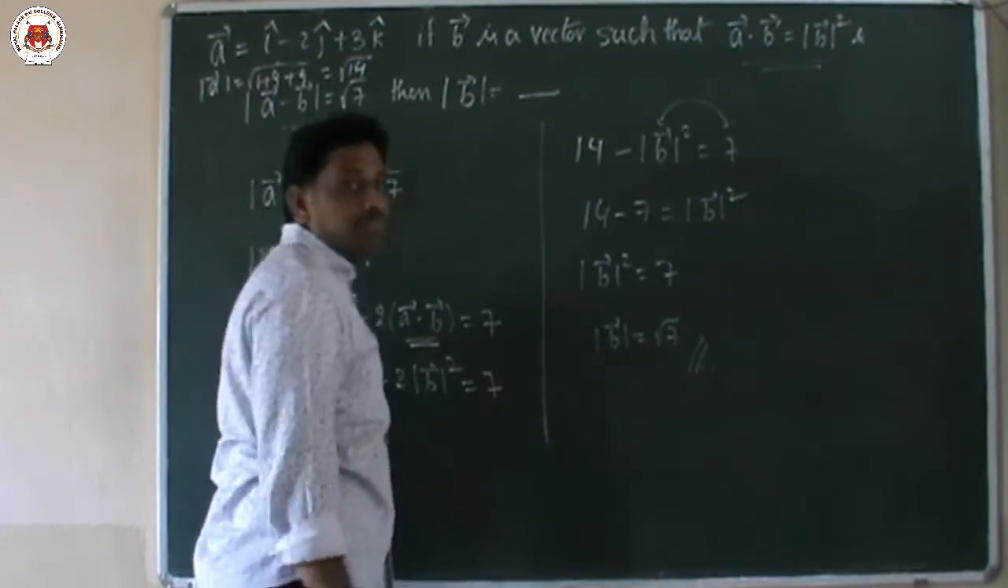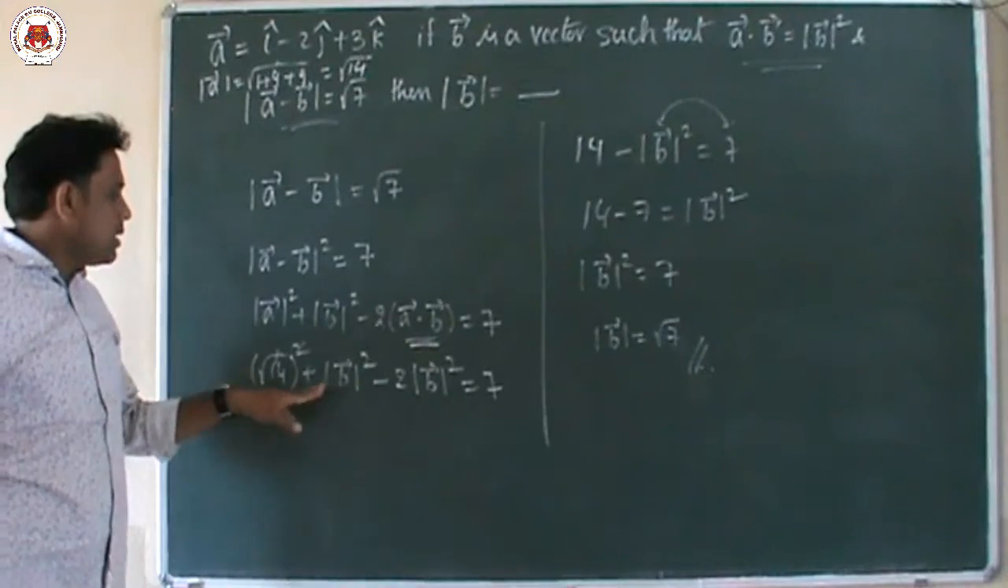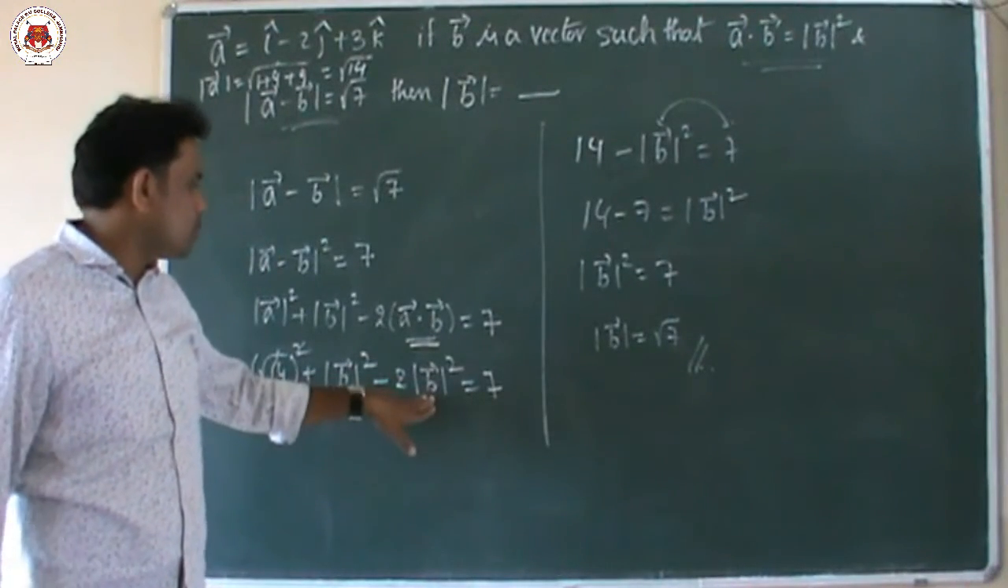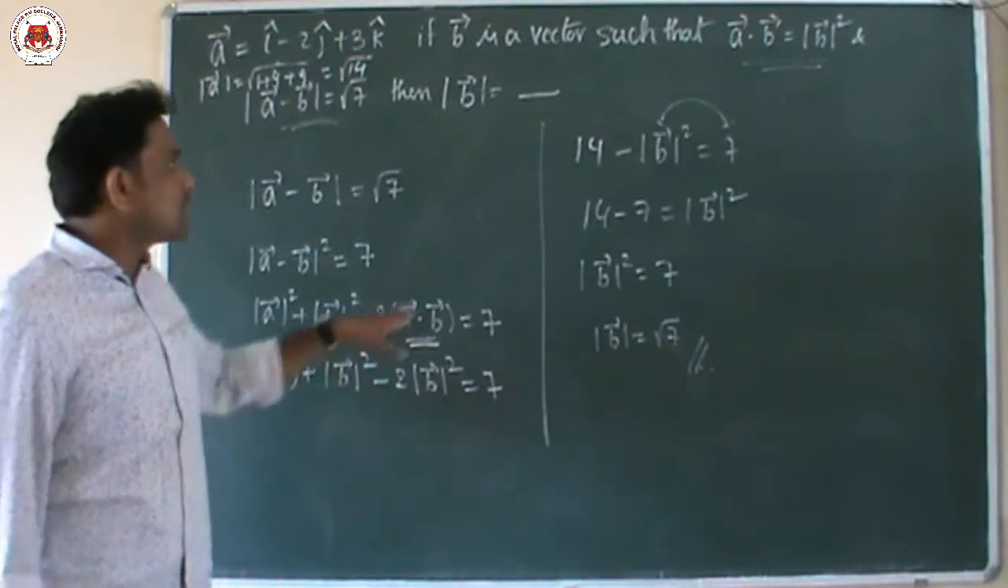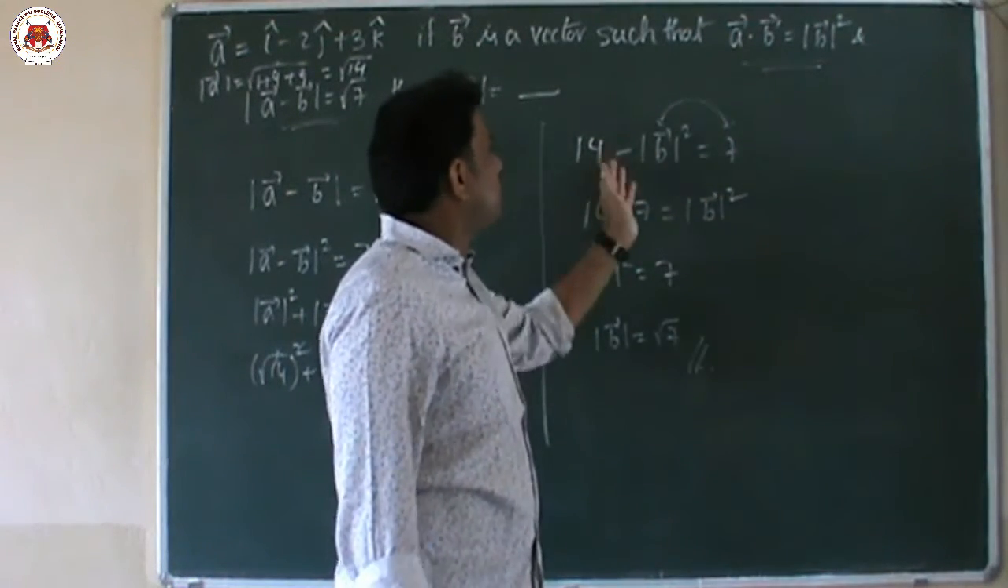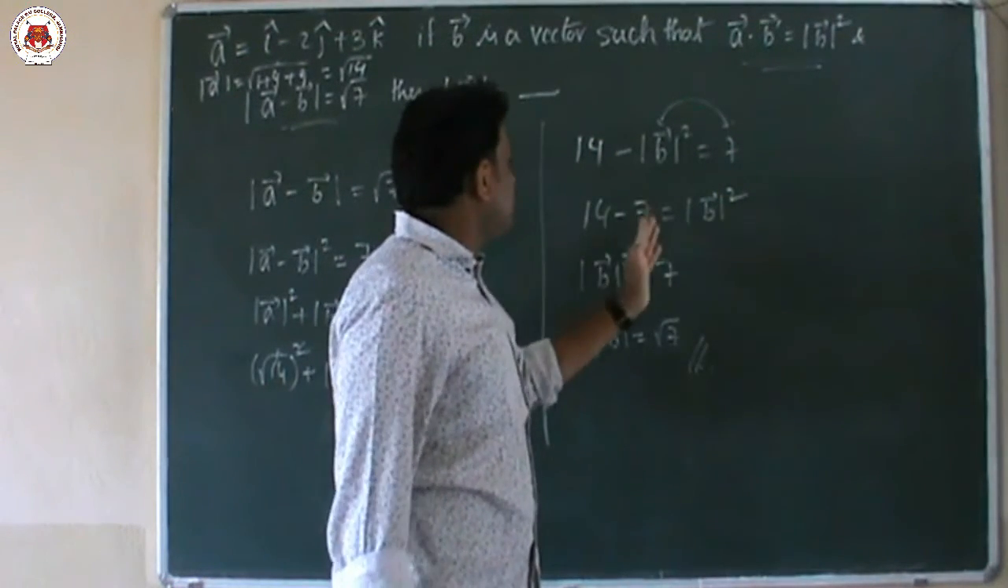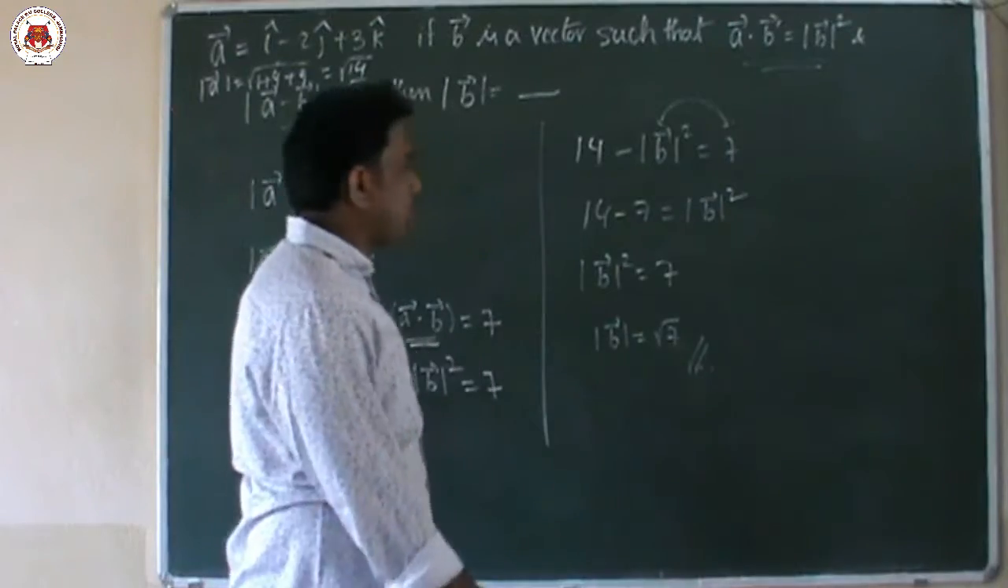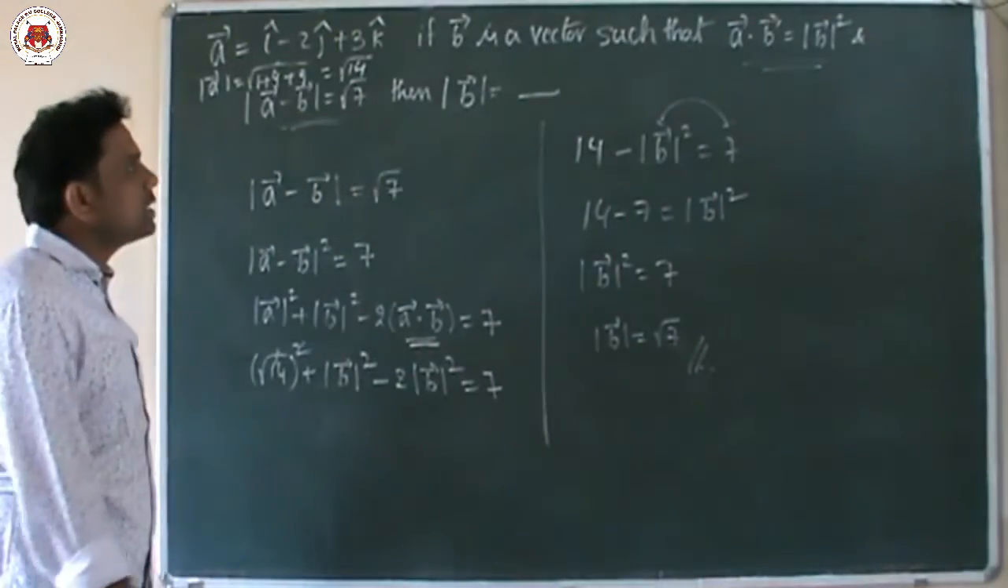So what is the answer? Root 7. Why? Because plus B square minus 2B square, minus 2B square plus B square means minus B square. Exchanging of both the terms, plus 7 means minus, minus means plus. 14 minus 7 means 7. I want only mod B. Mod B equal to root 7.